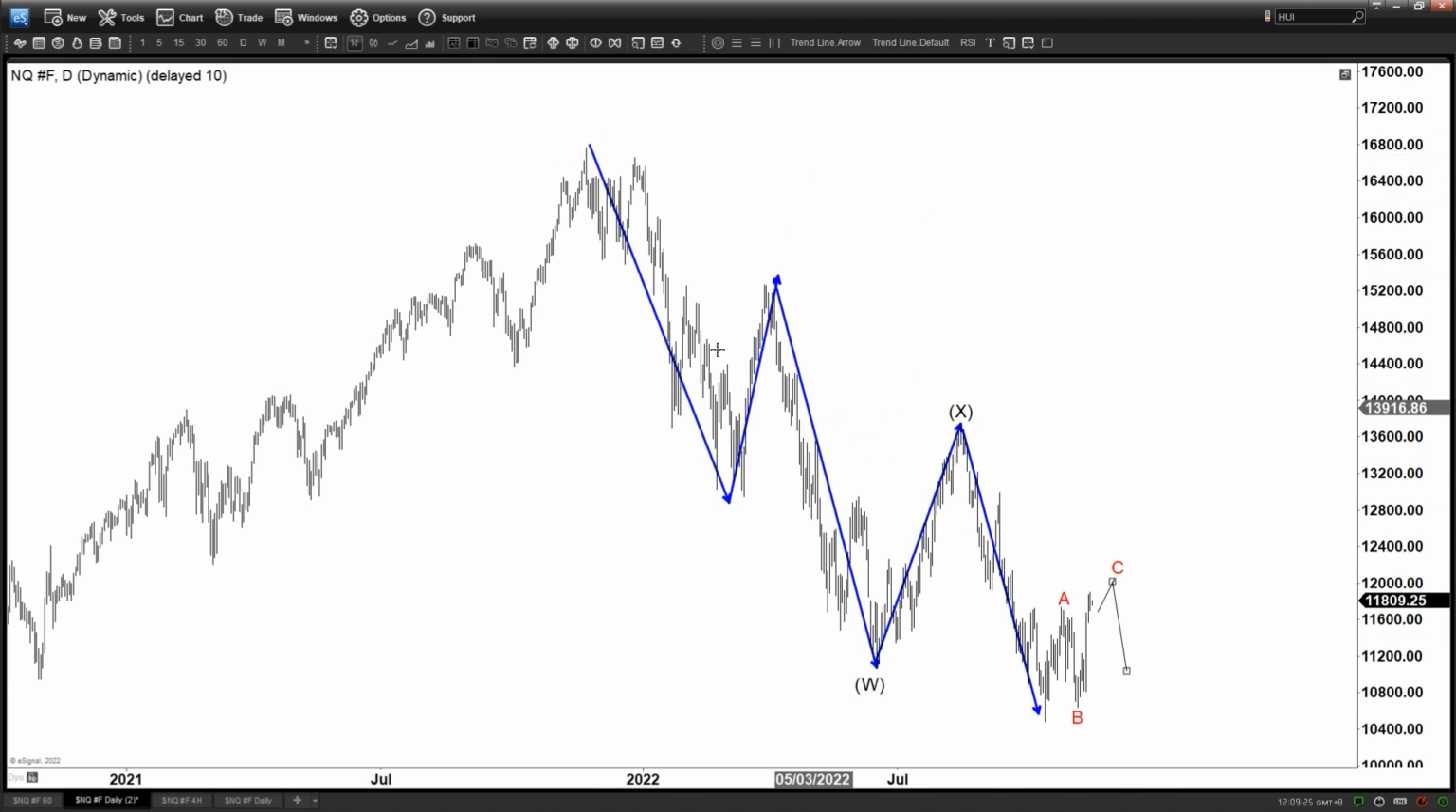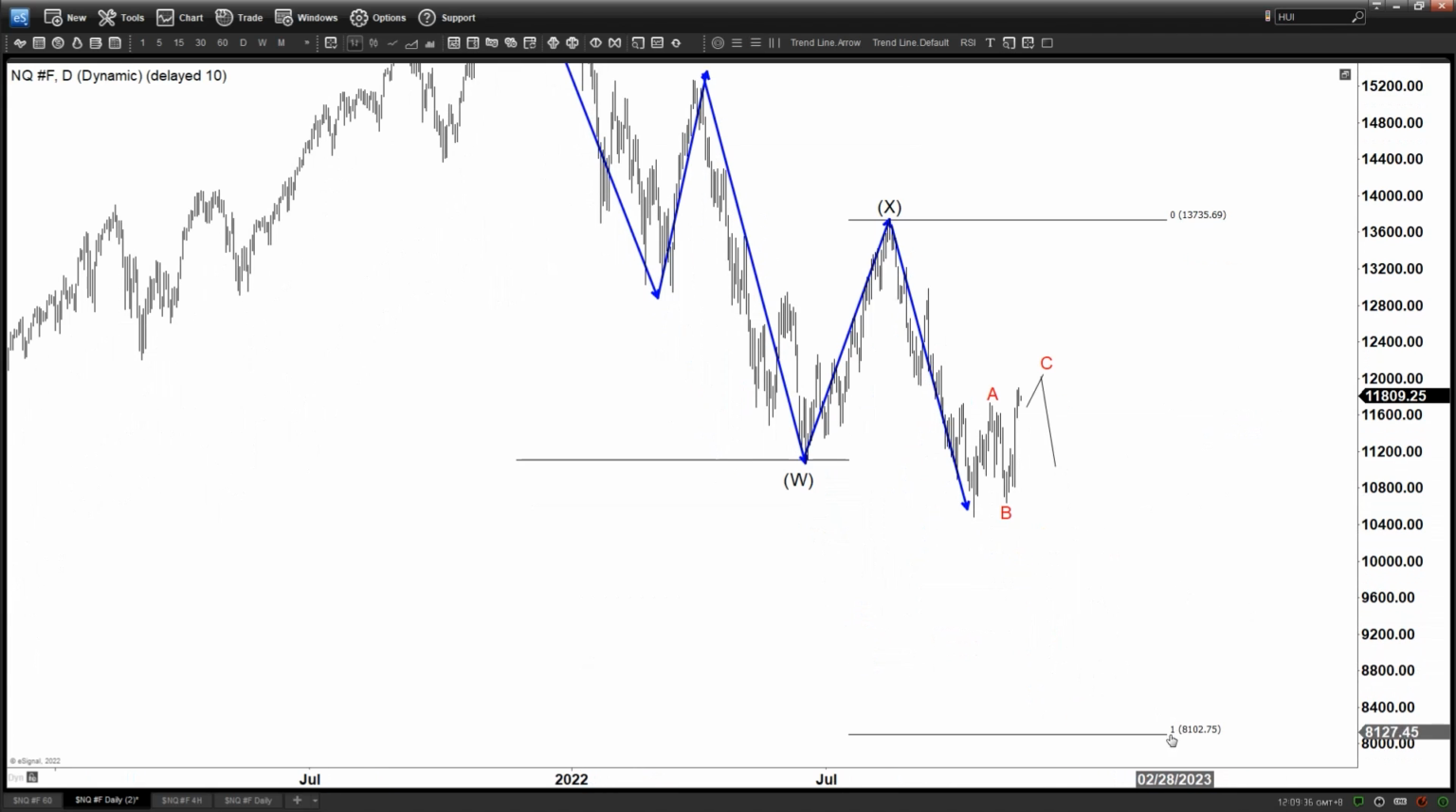All right, so back to the idea. If this is a WXY, the way you know what the target is, you simply measure the W and project it from the X, and then you're looking at, like, a 100% extension, approximately this level, 8102.